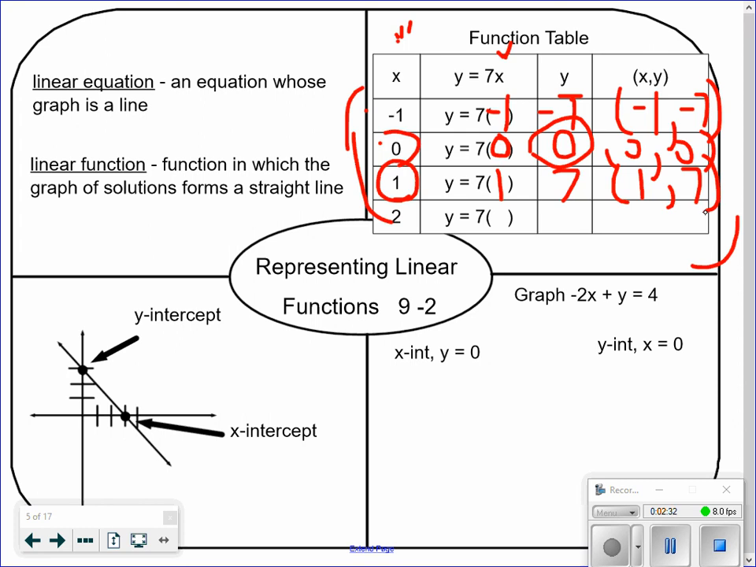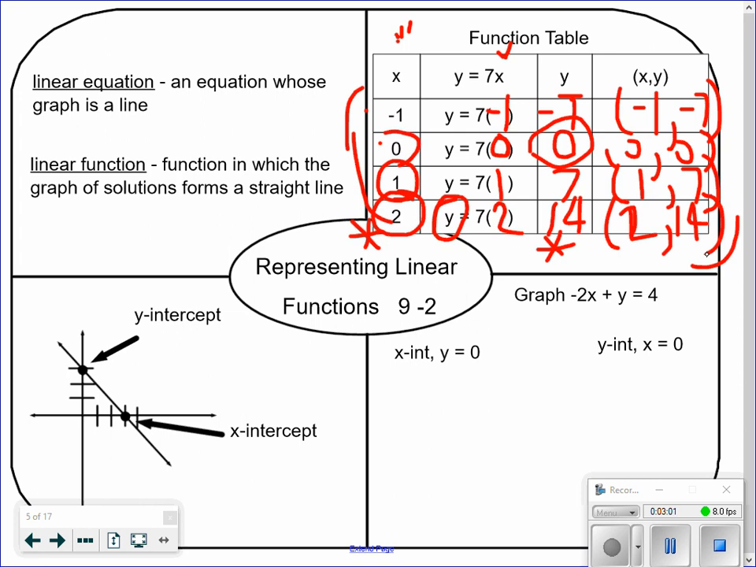And then the last one here is the ordered pair where the x value is 2. So we're going to plug in our 2 here. 7 times 2 is 14, which means we just solved for this y value. So we know our x value is 2 and our y value is 14, so we can write this as the ordered pair 2, comma, 14.